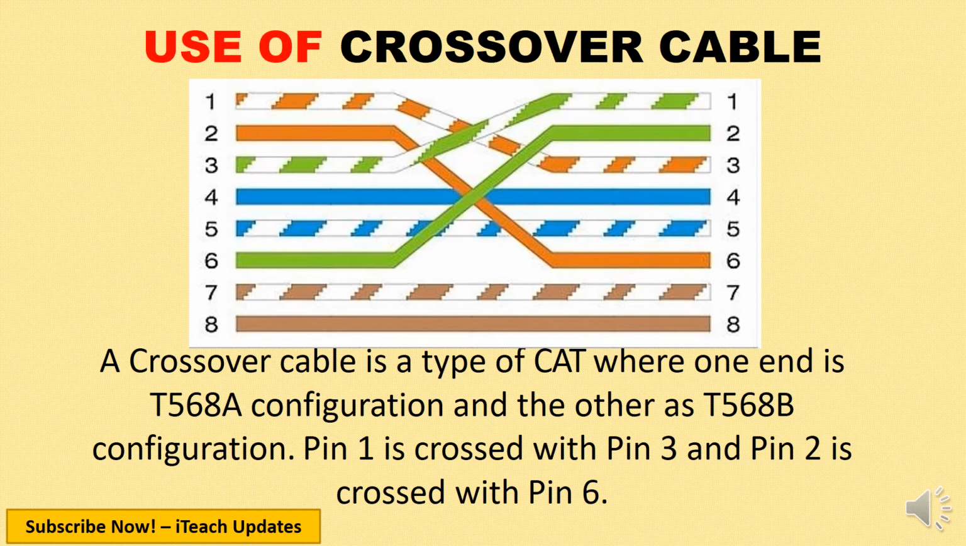Use of crossover cable. A crossover cable is a type of CAT where one end is T568A configuration and the other is T568B configuration. Pin 1 is crossed with pin 3 and pin 2 is crossed with pin 6. Look at the picture.